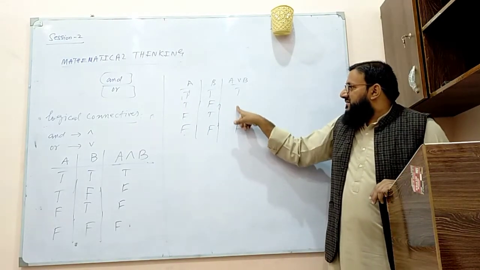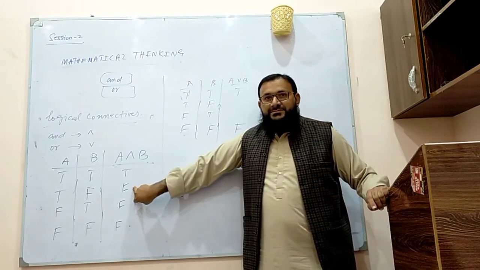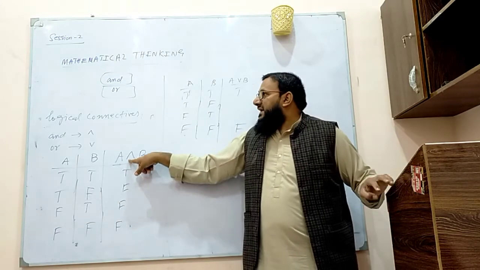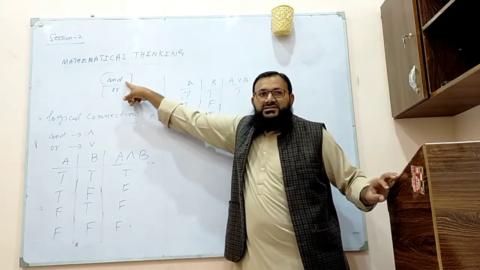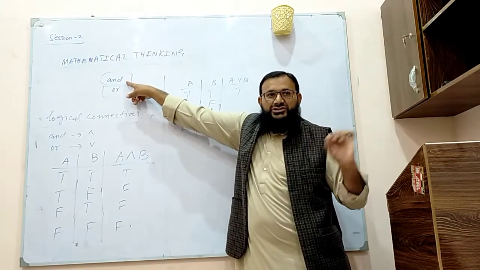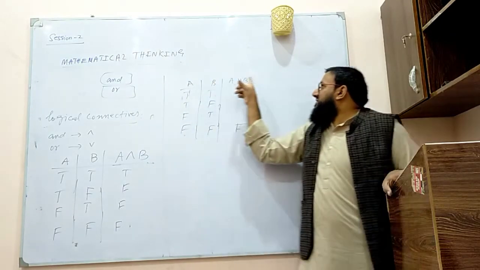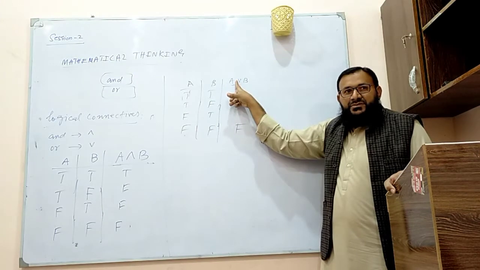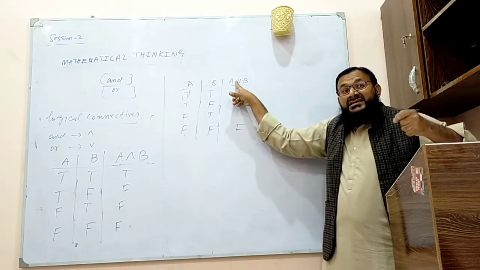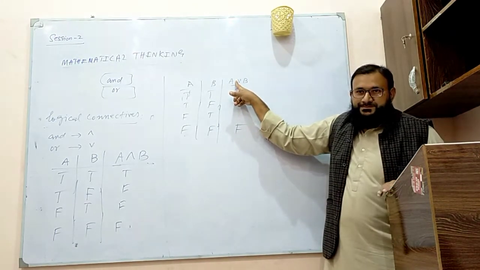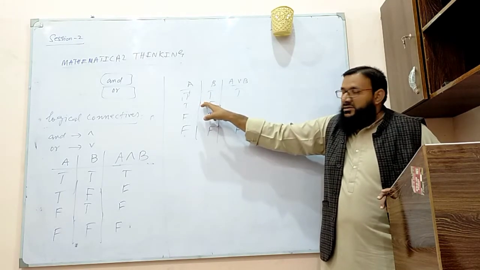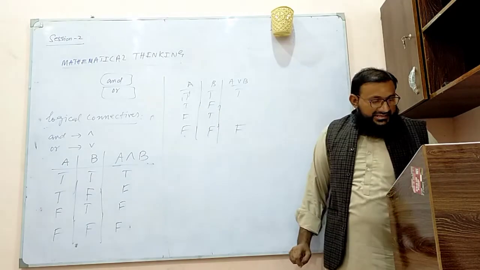But it is opposite to the and case. Why? Because there our connective is and, which requires both to be true. And this or requires any one of them, at least one of them, to be true. One should be true. Either both are true or any one is true, then the result will be true.